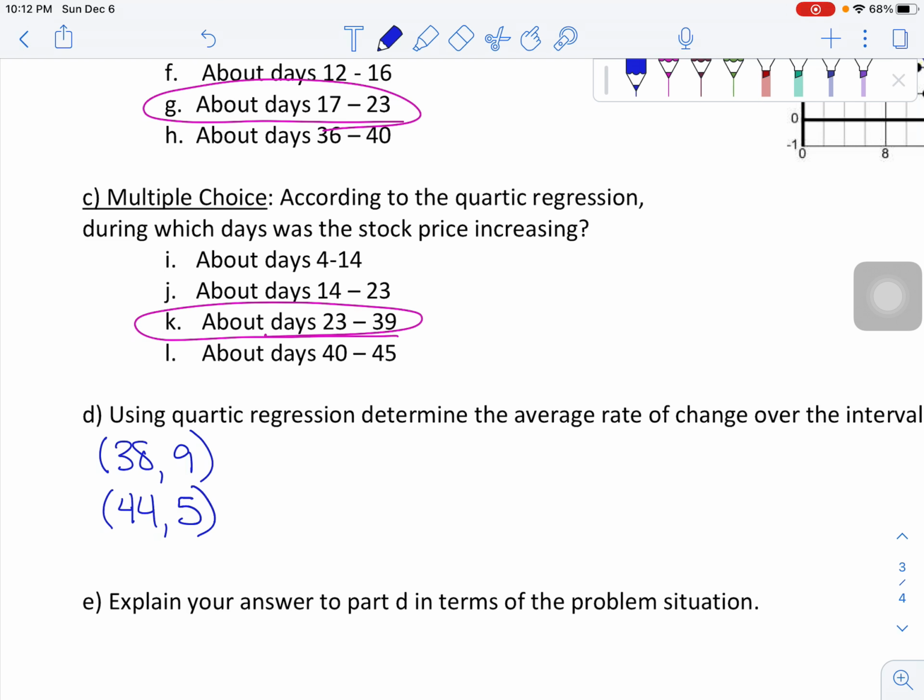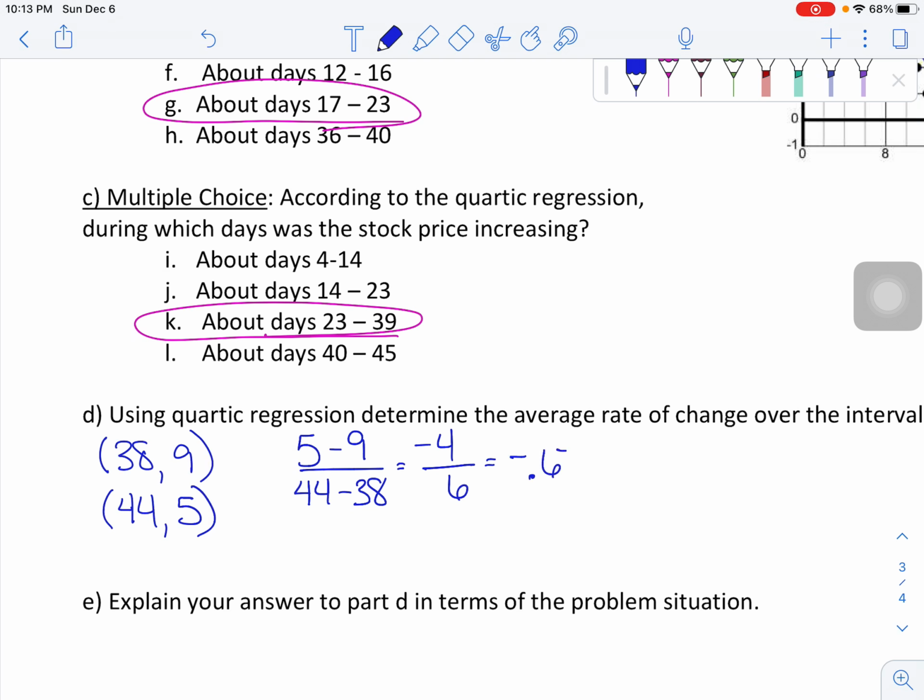So that's going to be 5. All right, so there we go. We now know we're trying to figure out what's happening between these 2 points. So I am going to set up my slope. I'm going to take my second y minus my first y over my second x minus my first x. So let's see, 5 minus 9 is going to be -4, and 44 minus 38 is 6.